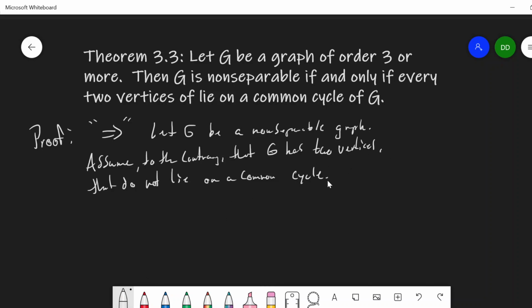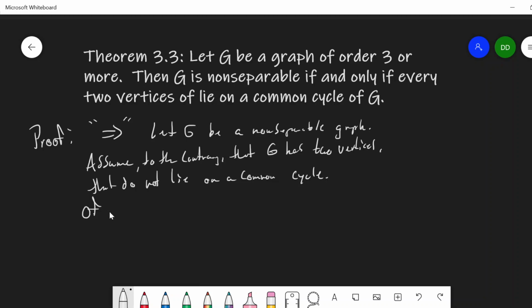Because what I want to do here to make things easier for myself, this is going to make the proof run, is I'm going to choose 2 vertices. There could be many pairs of vertices that do not lie on a common cycle. I know there's at least 1 pair, and there could be a bunch of other ones. Of all those pairs of vertices, I want to choose a pair such that the distance between them is the smallest out of all pairs.